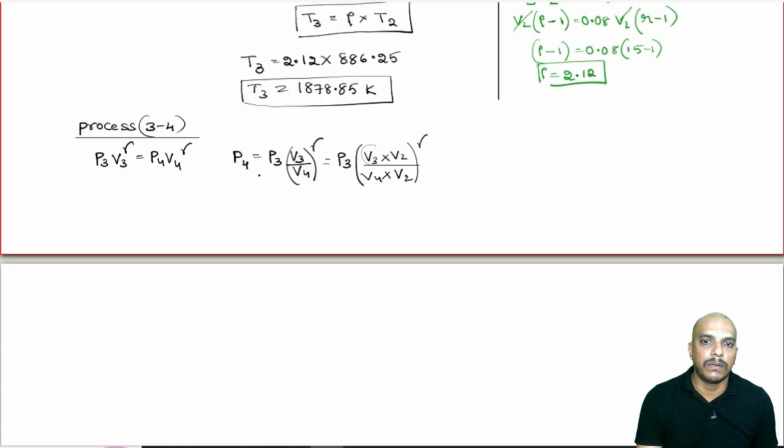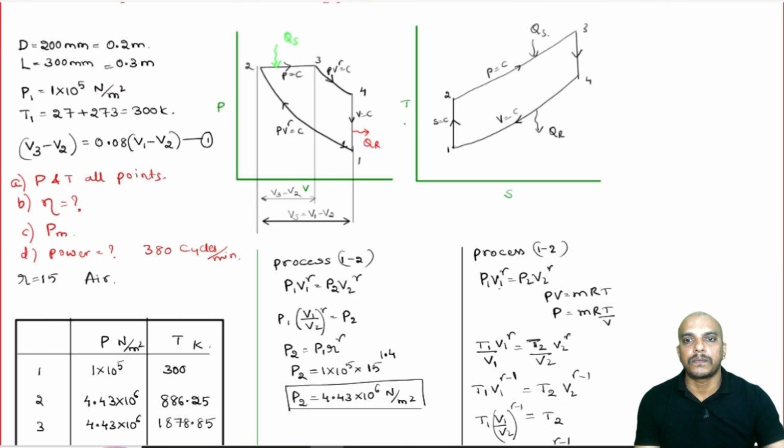Now what is V3 by V2? V3 by V2 is rho. So P3, V3 by V2 is rho. And what is V2 by V4? Look at this V2 by V4 here. V2 is clearance volume. V4 is equal to V1.